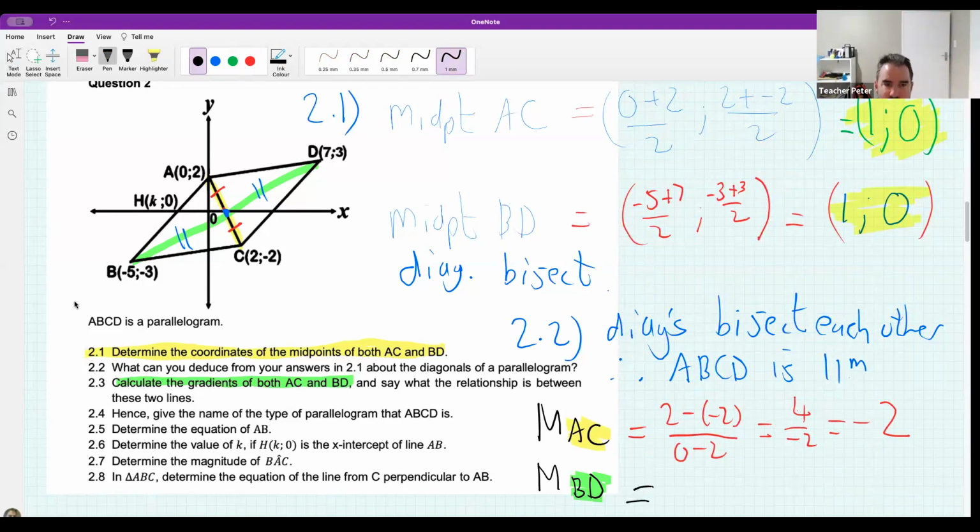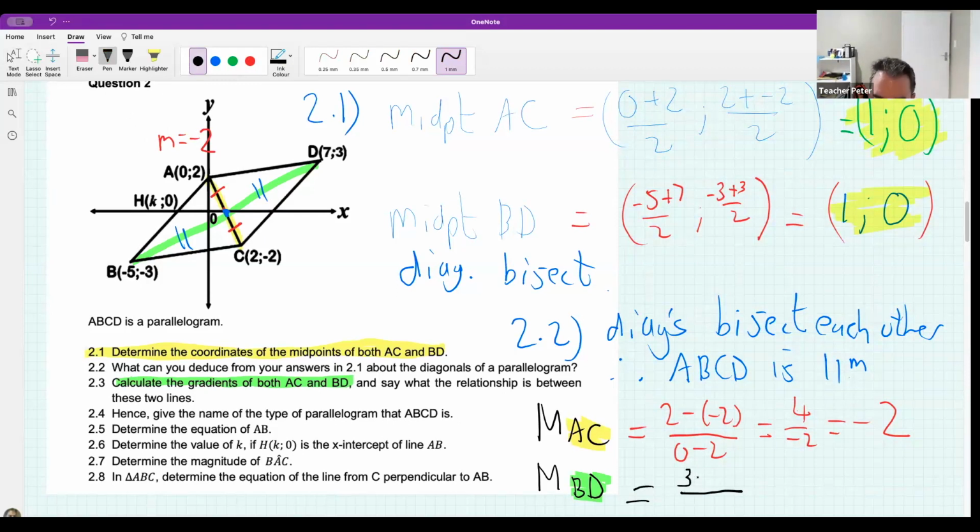So I did the gradient of AC and it's negative. So that makes me happy because I feel like I understand what's going on. I'm hoping the green one will be positive. Ooh, I wonder what that means.